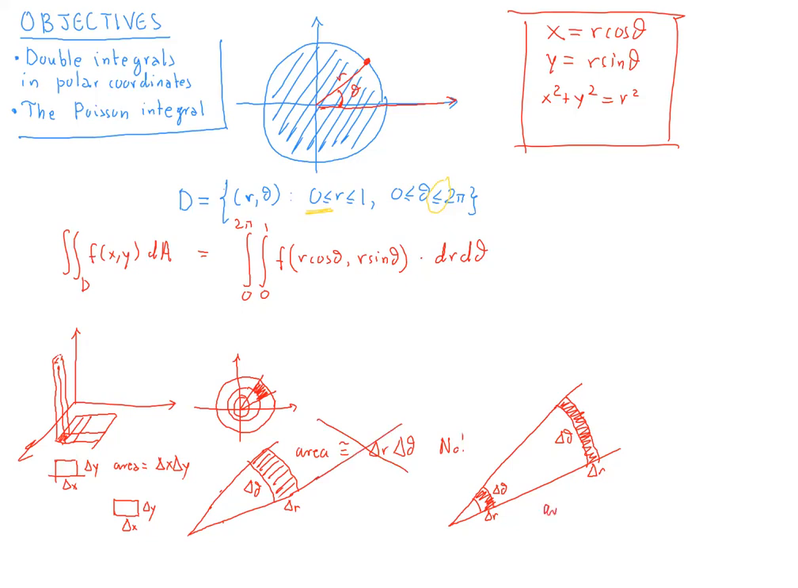What is true, however, is that the area is approximately equal to not just delta r times delta theta, but r times delta r times delta theta. It's not equal to that. It's equal to that plus something else that eventually vaporizes as we consider smaller and smaller, or finer and finer partitions into smaller and smaller rectangles.